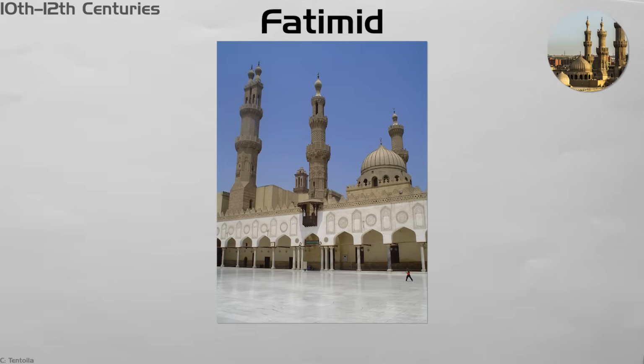Fatimid designs often highlighted graceful arches, subtle ornamentation, and a strong emphasis on intellectual pursuits, symbolizing the dynasty's commitment to both religion and learning.